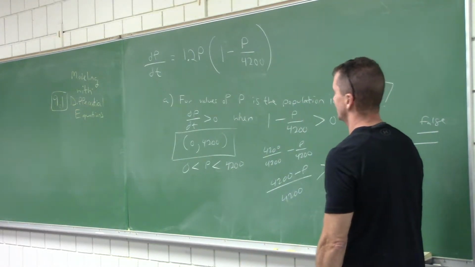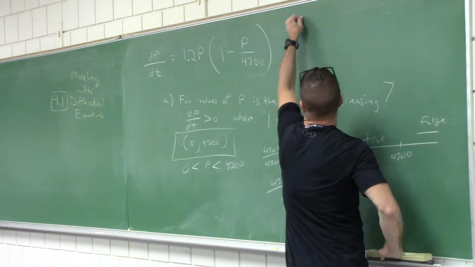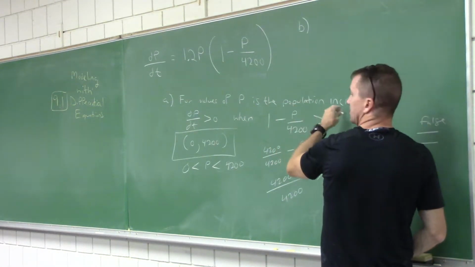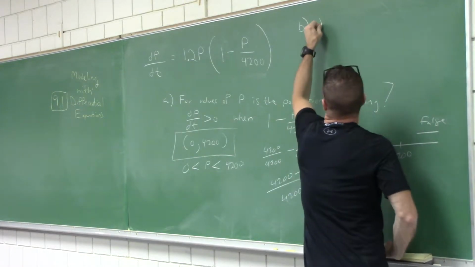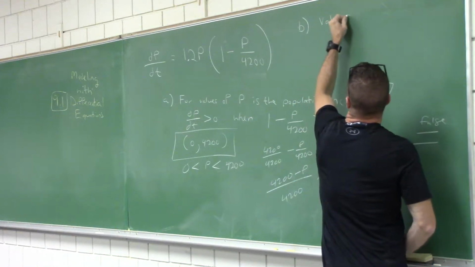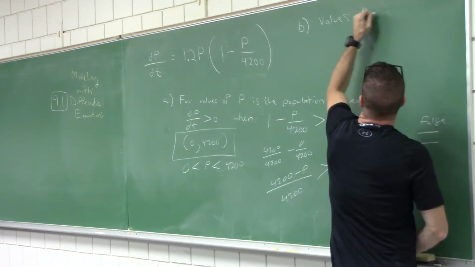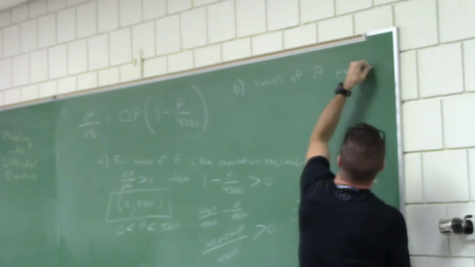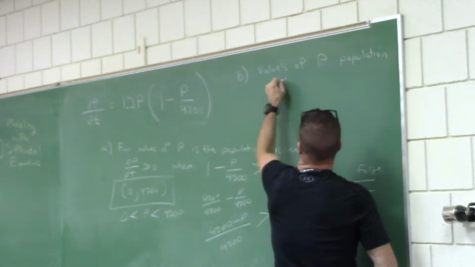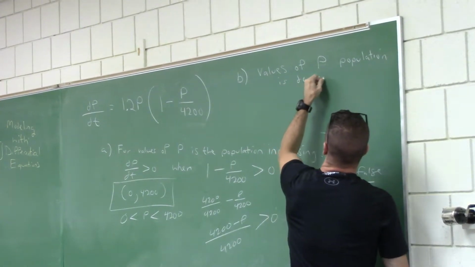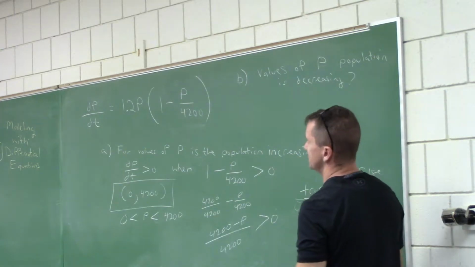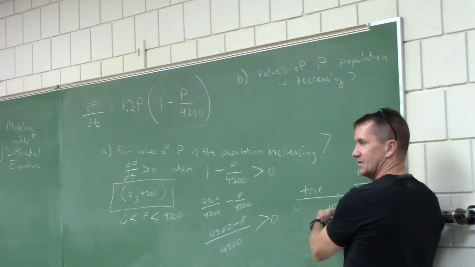You got it. Now letter B, I know you're going to know the answer, everyone. Same question. For what values of P is the population decreasing? So I'll put it right here, Owen. Can you figure out the values of P where the population is decreasing? What values of P is the population decreasing? Well, we got it right there. When P is greater than what?